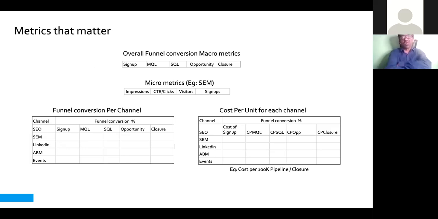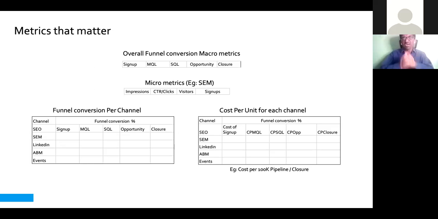Finally, it's about the cost, right? A lot of people, if I ask them what the cost metric is which they measure, say typically cost per MQL or cost per SQL, and the life ends there. But the truly important metric we have to measure is the cost of, let's say, the pipeline which is going to be generated from SEM, and what's the amount of investment you have to make, right?